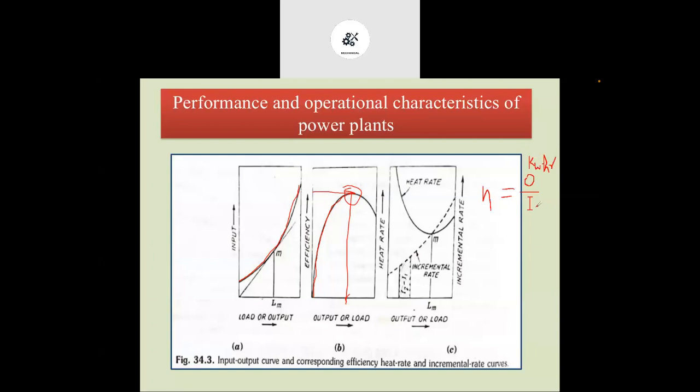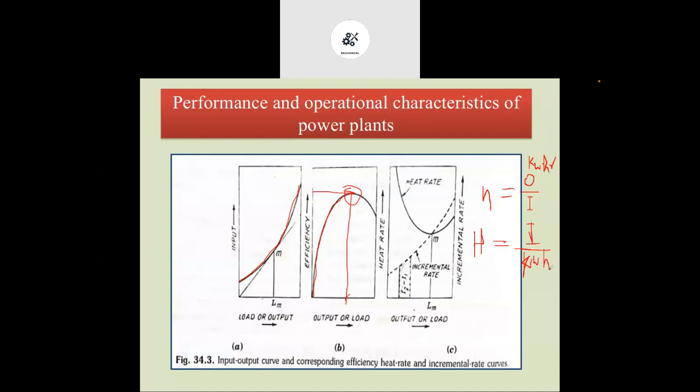Generally, output will be mentioned in kilowatt hours, or we can simply call it an electricity unit. That much kilowatt hour will be generated. That is the output of the power plant. And what is the input? Input, in the case of a hydroelectric power plant, will be the discharge of the water. In the case of a coal-based power plant, it is the amount of fuel or coal you used. Okay, so that is the efficiency.